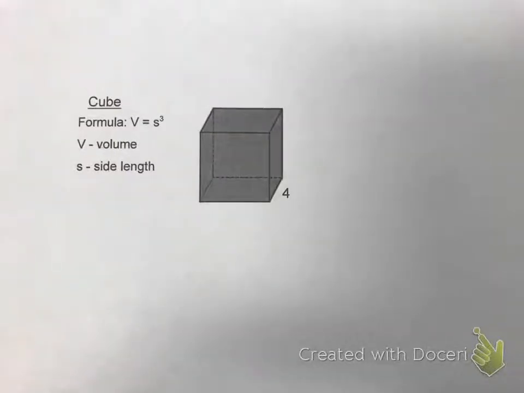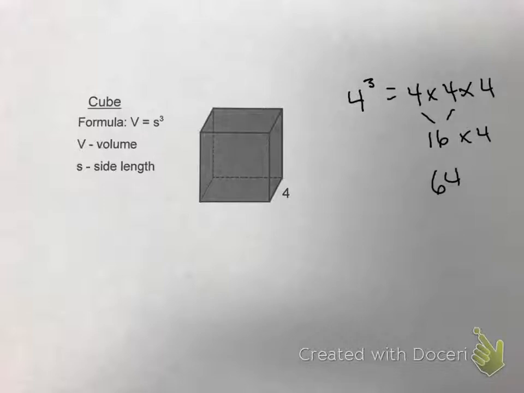Looking at a cube, the formula is s to the third power. S is the side length, so a cube is a rectangular prism just with all sides the same. So it is pretty much the 3D version of a square. So we have 4 to the third power, which is 4 times 4 times 4. So we have this first set, we get 16, that times 4. That is 64. And since we, again, do not have any units of measurement, it's going to be cubic units. So the volume is 64 cubic units.